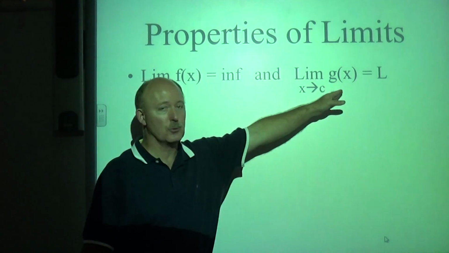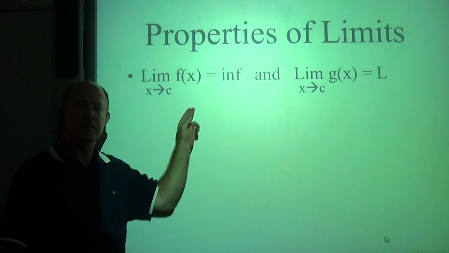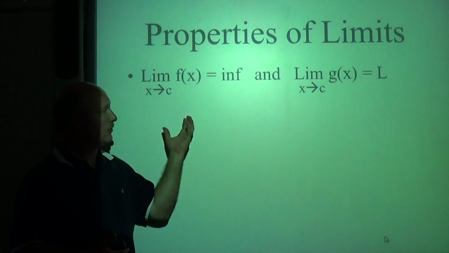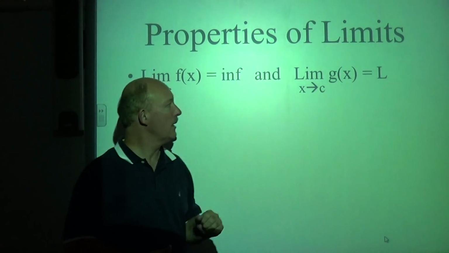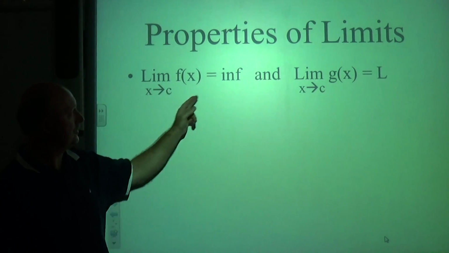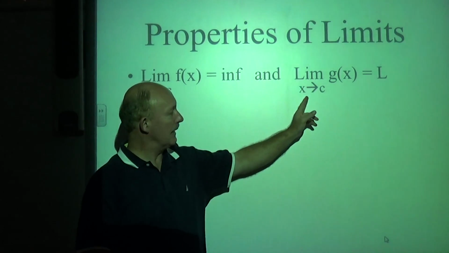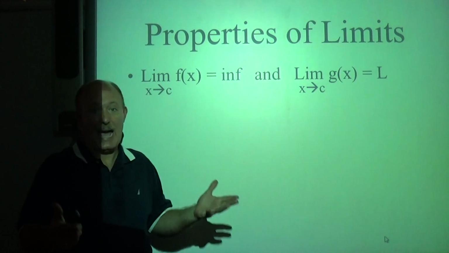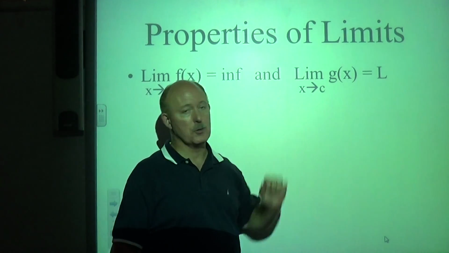So this one has an actual limit. This one has an infinite limit, positive infinity. We're describing our two graphs, f of x and g of x. For f of x, the limit as x approaches c is infinity, and for g of x, as x approaches c, the limit actually does exist. So this is the limit that's going to be L.